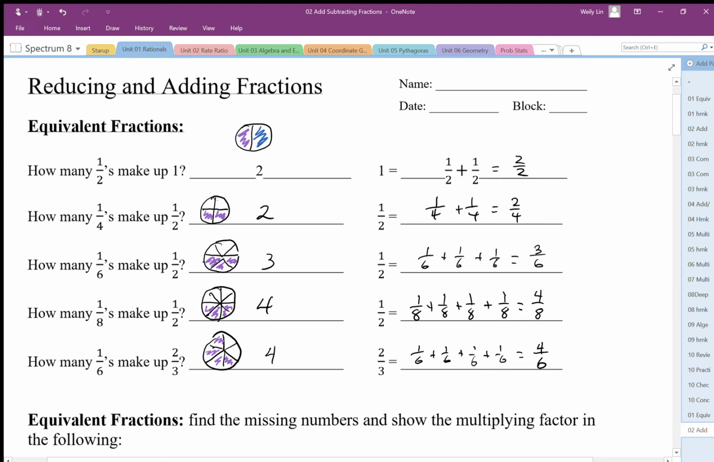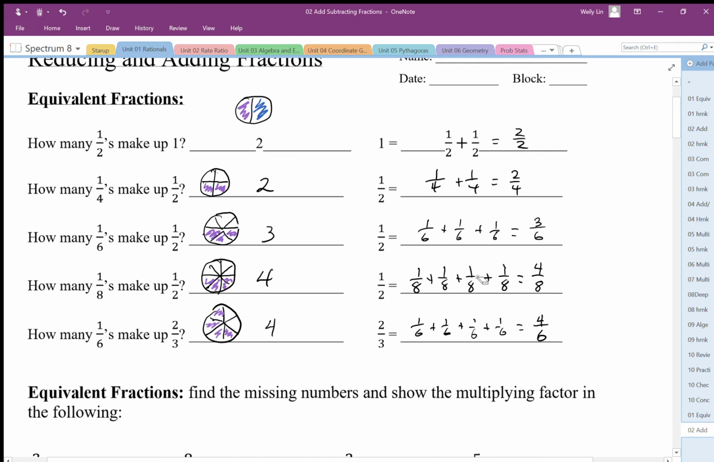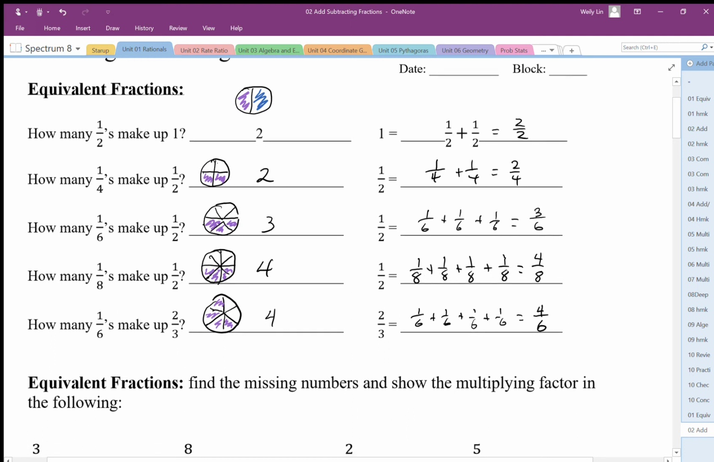Okay, so there's a few ideas in here. One is this idea of equivalent fractions, the proportioning. The other is that we're actually adding some fractions together. And when we add fractions together, notice that we can count up the numerator, but since the size of the pieces doesn't change when I'm adding them up, the denominator stays the same.